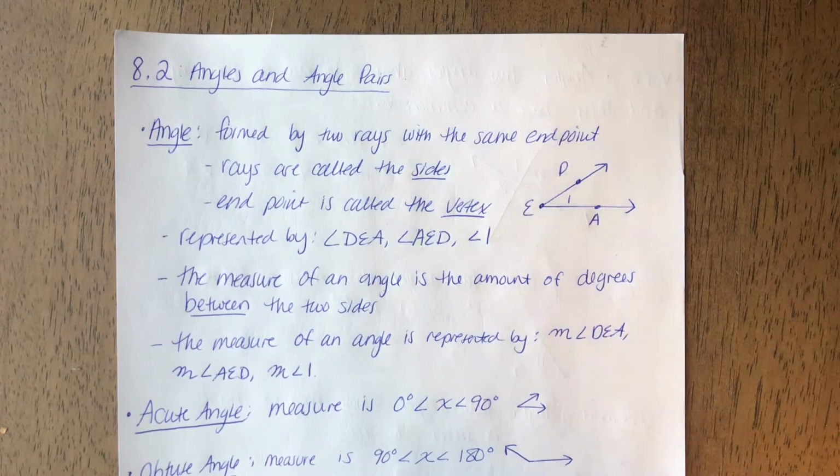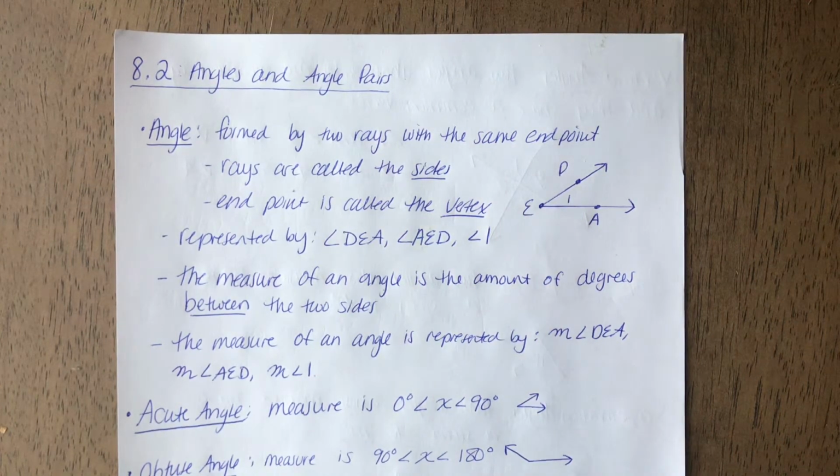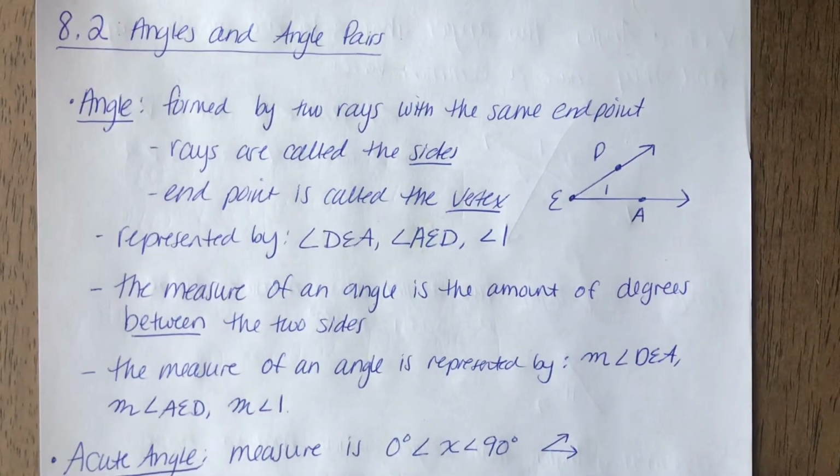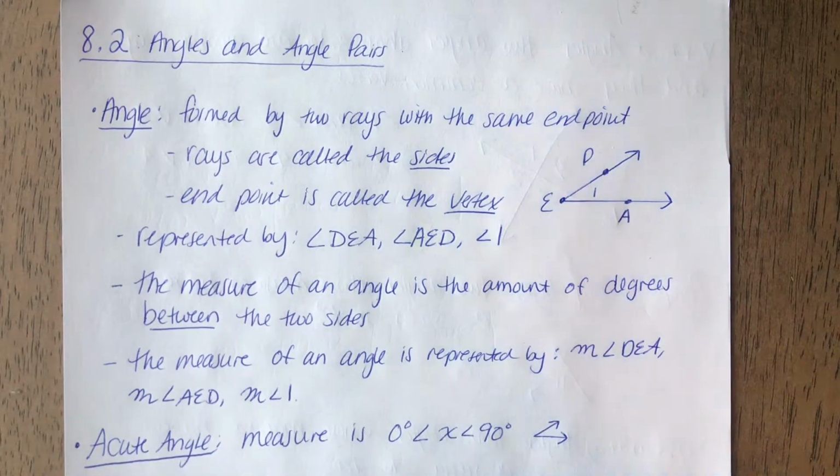Honors Math 9. Today's lesson 8.2 is angles and angle pairs. So I have all the stuff written down already, so lots of definitions. Angles are formed by two rays with the same endpoint. The rays are called the sides and the endpoint is called the vertex.